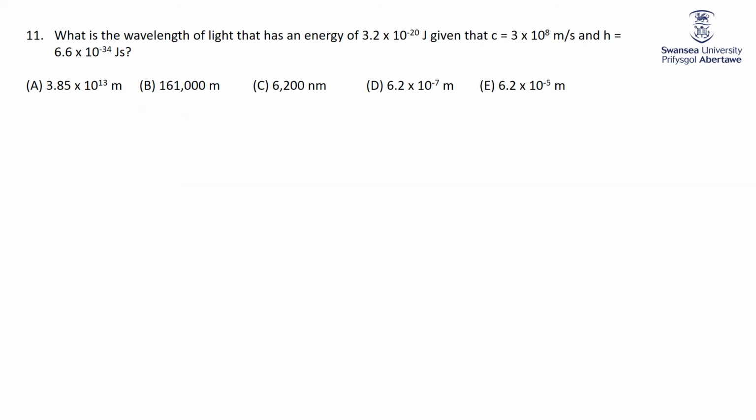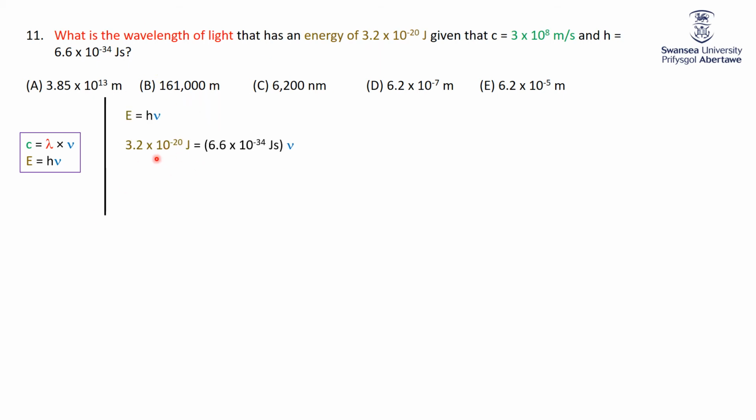Now we'll move into some calculations, and to do these we're always going to use these two relationships. C, speed of light, is wavelength times frequency, and energy of a photon of light is h times the frequency. So let's see what we've got here. What is the wavelength that has this energy, given C and h? So we know the energy. From the energy we can therefore get the frequency.